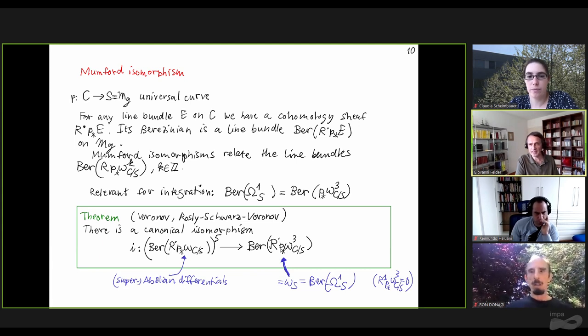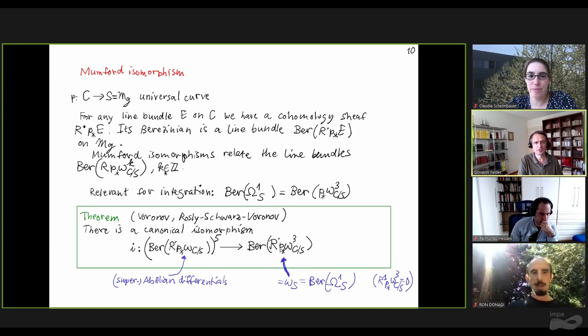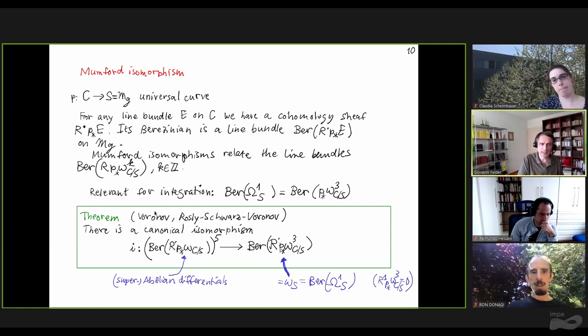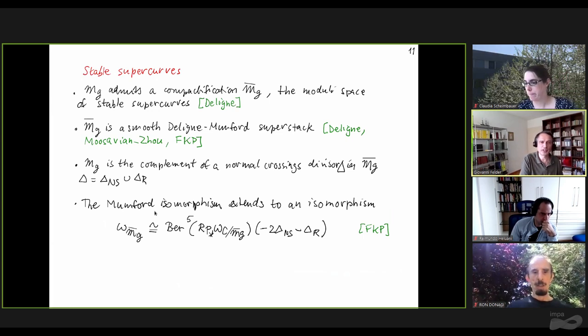The left hand side, if I still were a physicist, I would say that this comes from the fact that superstring lives in 10 dimensions. But otherwise, it's a computation. Actually there are many relations between these powers of k, and so it's a computation. Okay, thanks. Right. So a little slice on stable supercurves.